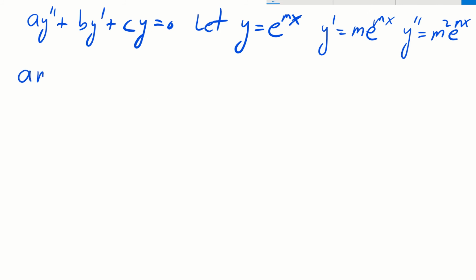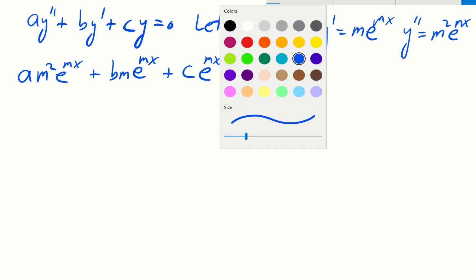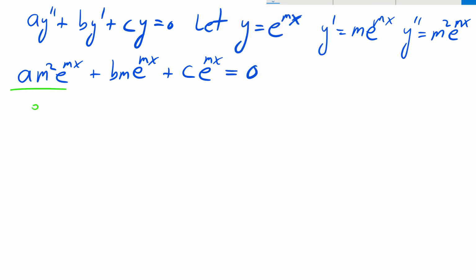We have a times m squared e to the mx plus b times m times e to the mx plus c times e to the mx equal to 0. You could factor it out, or I'm just thinking of dividing everything by e to the mx, because we know e to the mx is non-zero.